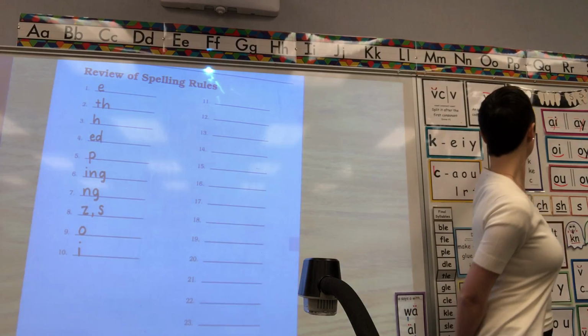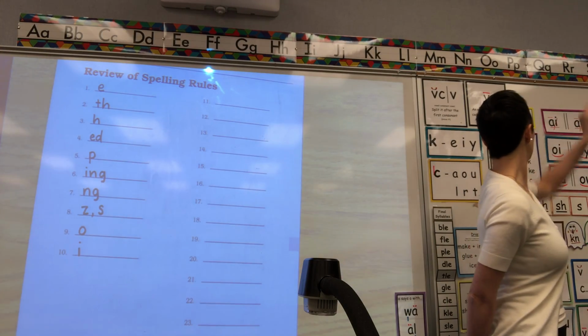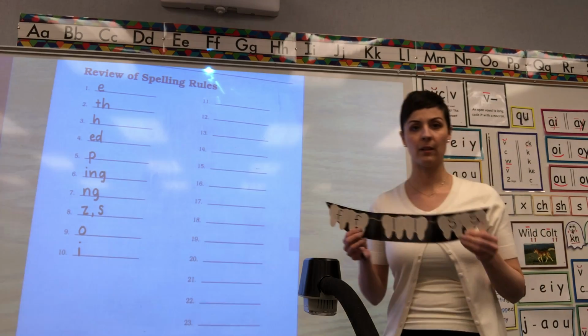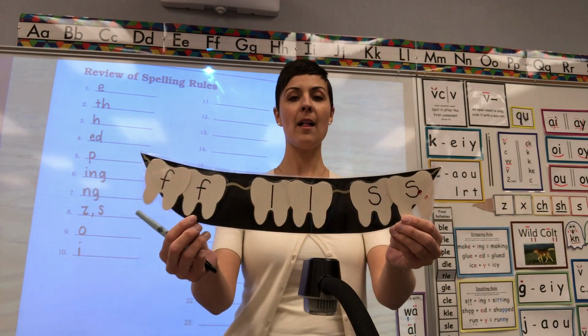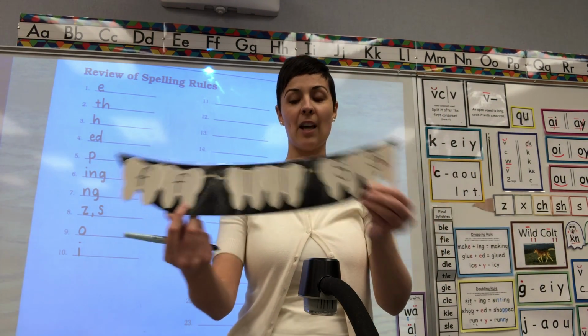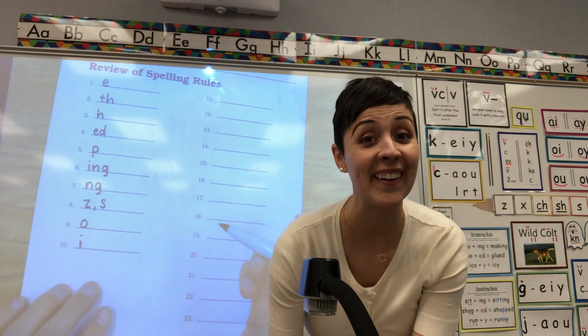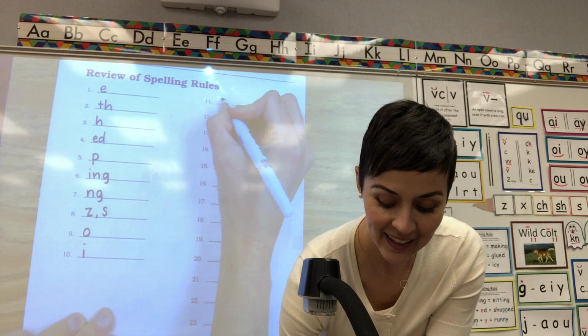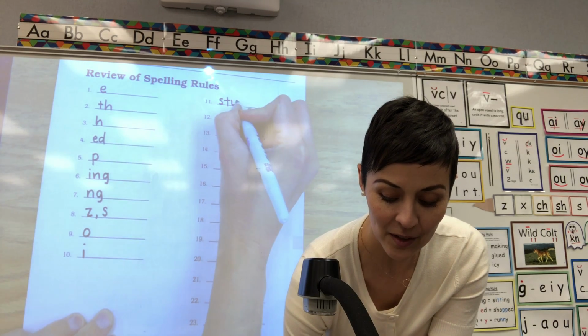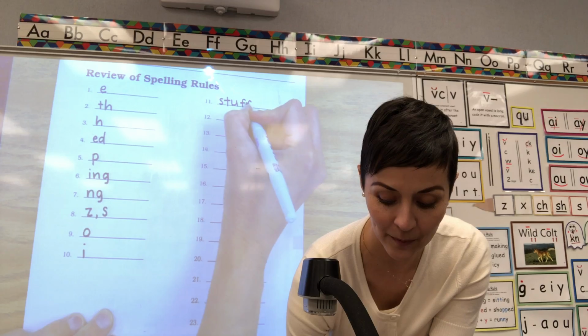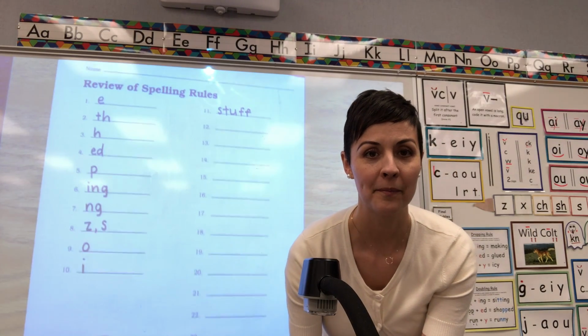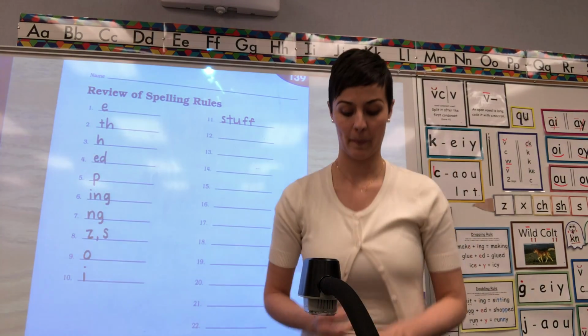Forgot we had our sign we could have used. F, F, L, L, S, S. Stuff. Okay. Will you spell stuff for me starting S? Ready? S, T, U, F, F. You got it. Stuff. Okay, next one.